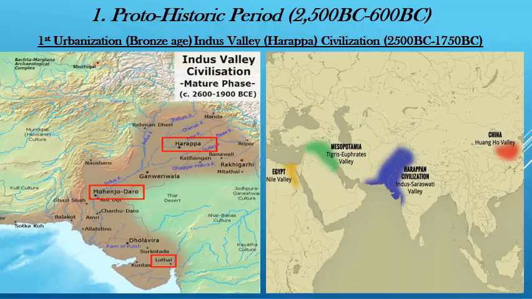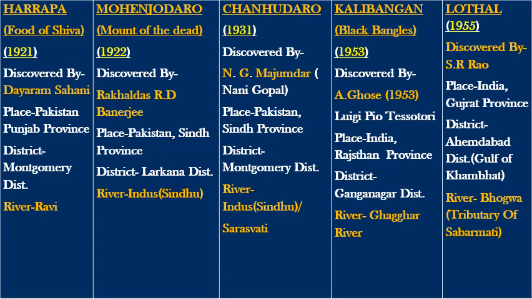Harappa is at the bank of the Ravi River in Pakistan, Punjab province, Montgomery district. And Mohenjo-daro means Mount of the Dead, Mritako ka Tila. In 1922 discovered by Rakhal Das Banerjee. Place: Pakistan, Sindh province, Larkana district, river Indus, in Hindi also known as Sindhu river. Chanhudaro, 1931, discovered by N.G. Mazumdar. Place: Pakistan, Sindh province, river Indus.